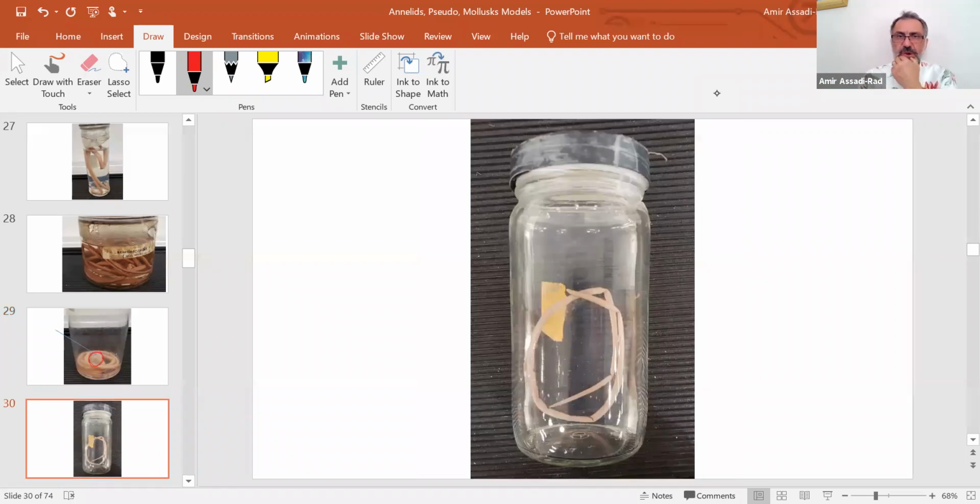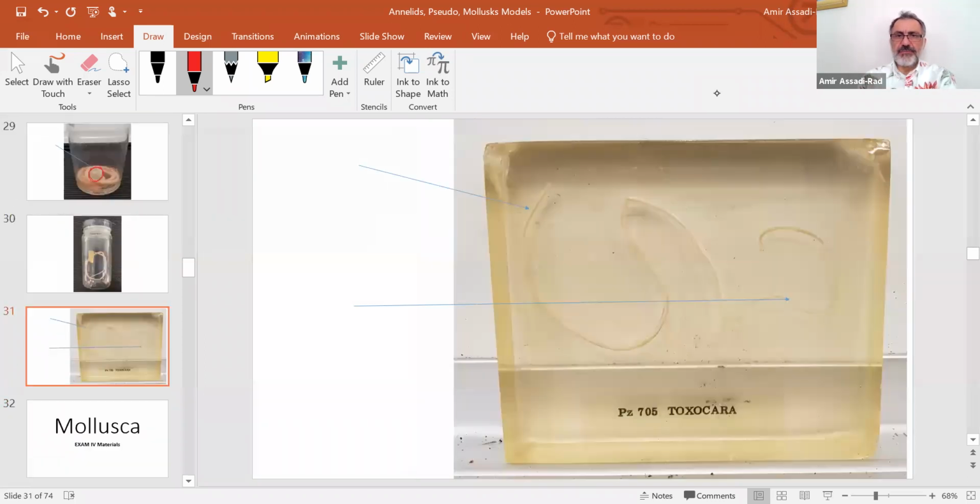This is a roundworm because I cannot see that proboscis. This is your Ascaris lumbricoides, female. These are Toxocara canis, Toxocara cati. This is Toxocara canis, right here, the bigger one. And the smaller one is Toxocara cati.